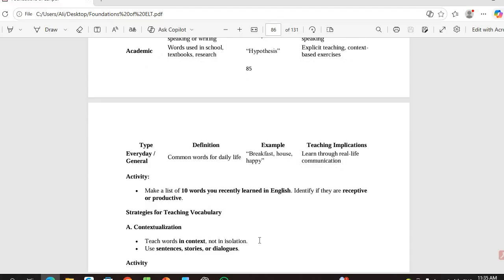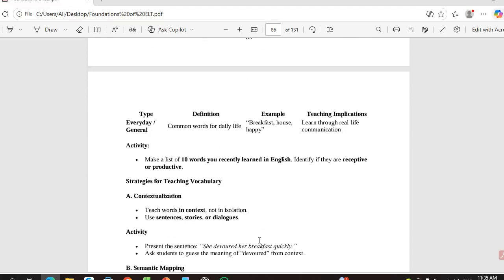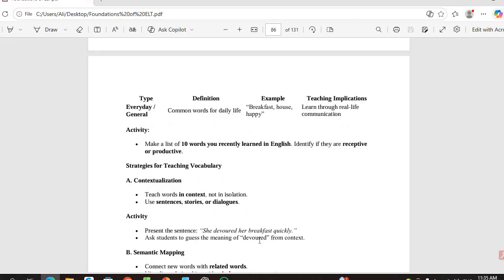Activity. Make a list of what you can do in these activities. They are all about the strategies of teaching vocabulary. Number A, contextualization. The first strategy to teach vocabulary is contextualization. What's meant by that? Teach words in context. Do not give them just the words like that and then try to explain it. Explain the words and put it in a context, not in isolation. Use sentences, stories, or dialogues. The first thing is to use the words in context, not in isolation. And this is an activity of this.